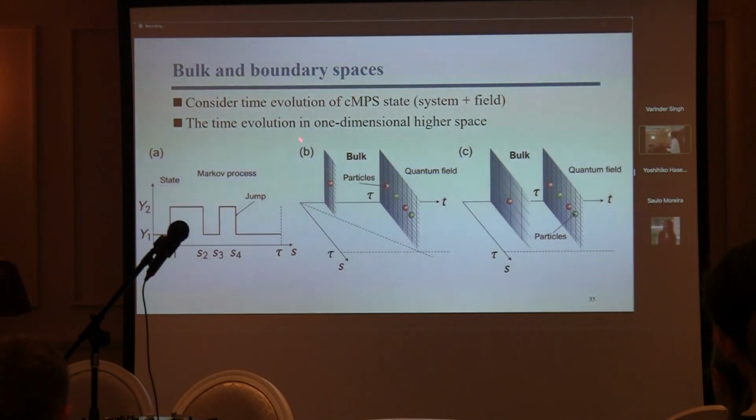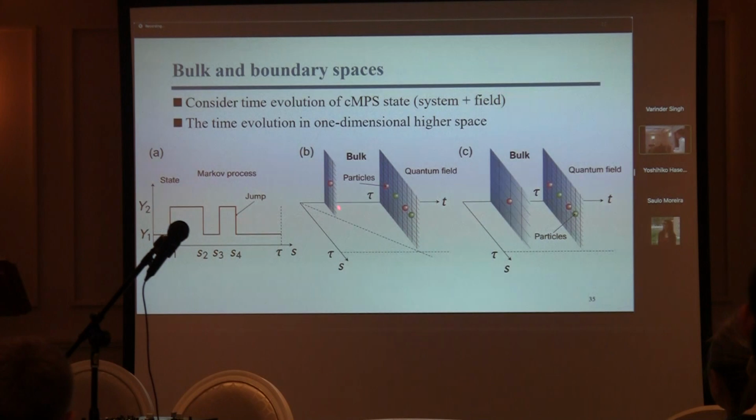So we are now considering a one-dimension higher space. That's why I write bulk and boundary spaces. So this is an example of bulk-boundary correspondence. We are going to consider the time evolution of this CMPS state.